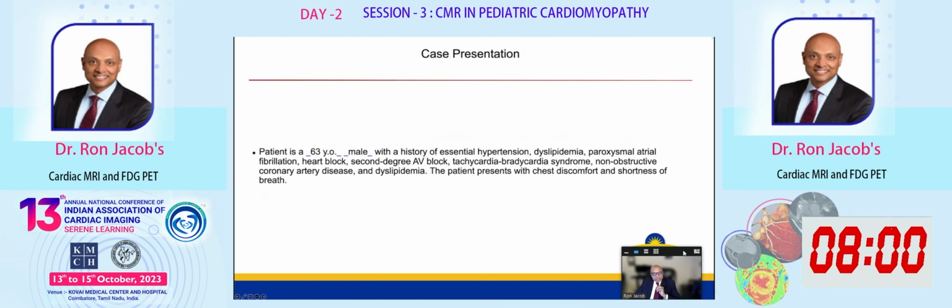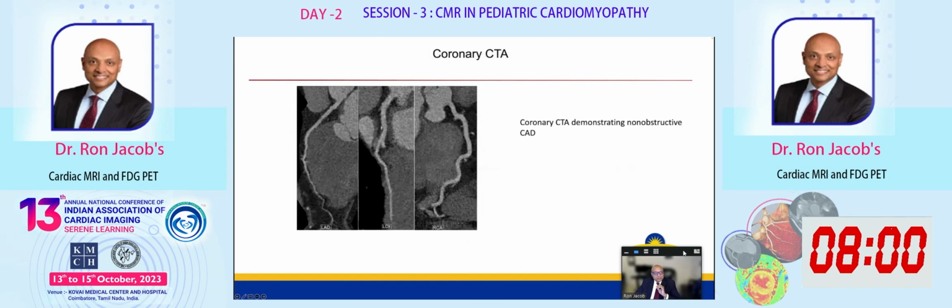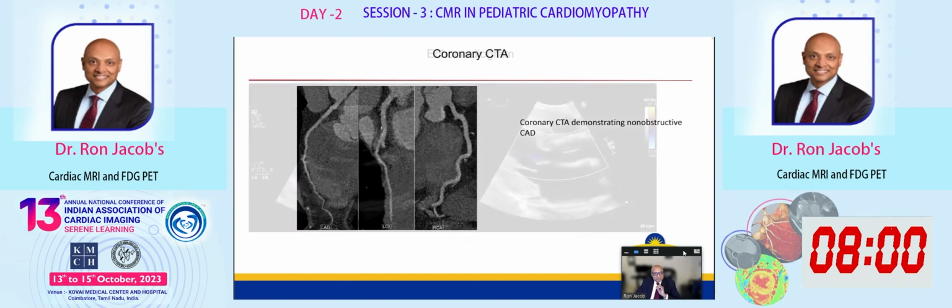I'm going to switch gears a little bit to a different phenotype. This is a 63-year-old male with essential hypertension, dyslipidemia, AFib, heart block, and non-obstructive coronary artery disease in the past, who presented with chest discomfort and shortness of breath. We did a coronary CTA. He has some non-calcified plaque, but largely non-obstructive.